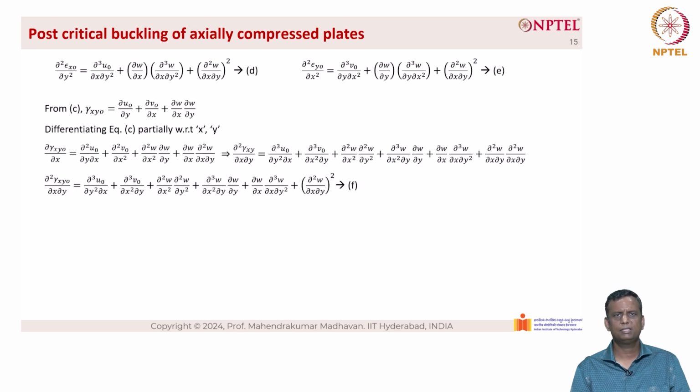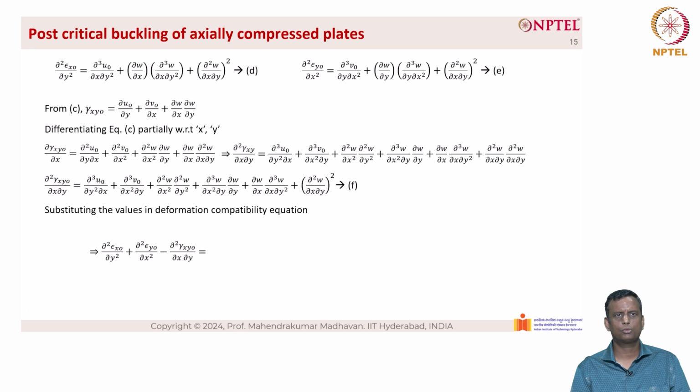Now we can simplify this further. We have ∂²γxy⁰/∂x∂y equal to ∂³u⁰/∂y²∂x plus ∂³v⁰/∂x²∂y plus ∂²w/∂x² into ∂²w/∂y² plus ∂³w/∂x²∂y into ∂w/∂y plus ∂w/∂x into ∂³w/∂x∂y² plus (∂²w/∂x∂y)², which becomes equation F.